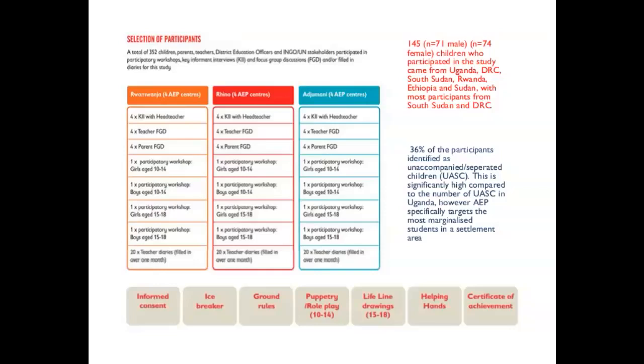Another note to say was that the students came from Uganda, Democratic Republic of Congo, South Sudan, Rwanda, Ethiopia, and Sudan. And by disaggregating the findings by age, gender, and location, we were able to get a very nuanced insight into how young people experience AEP and transition in those locations.